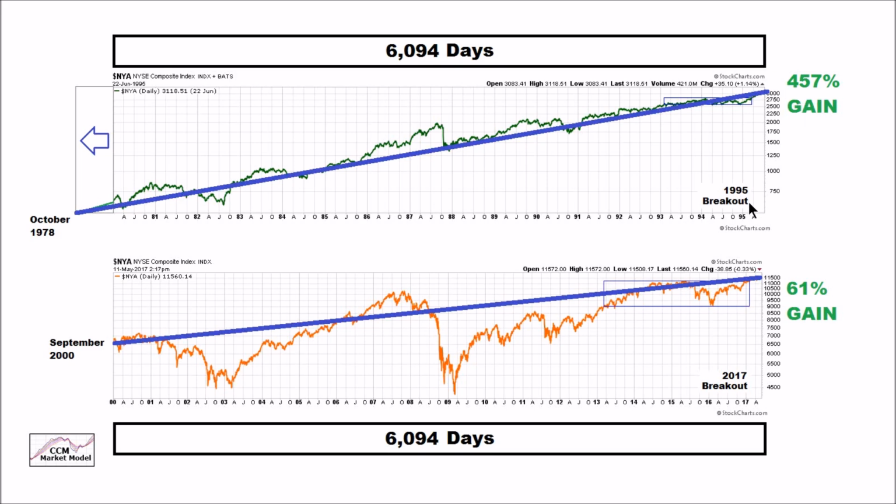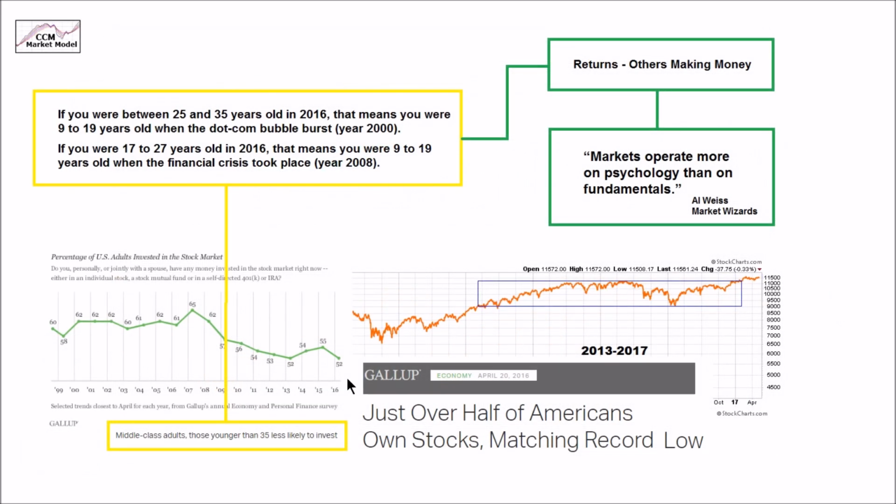457% gain in 1995, 61% gain in the present day. A lot of fuel has been used. A lot of fuel potentially remains. And where could that fuel possibly come from?